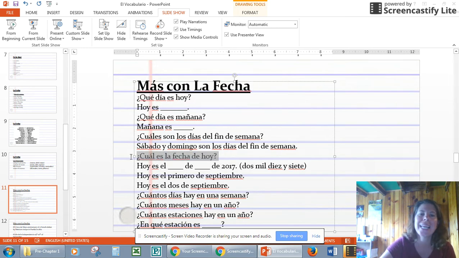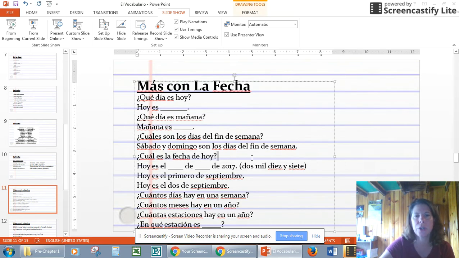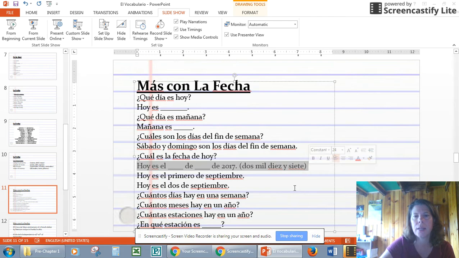But then if you ask ¿Cuál es la fecha hoy? You're asking what is the date today. So it might seem a little bit long to you, but the correct way to answer it would be: Hoy es el 11 de agosto de 2017. So on your paper, if you want to be official and you want to write the date out, you would take this part and you would put in the number 11 here.